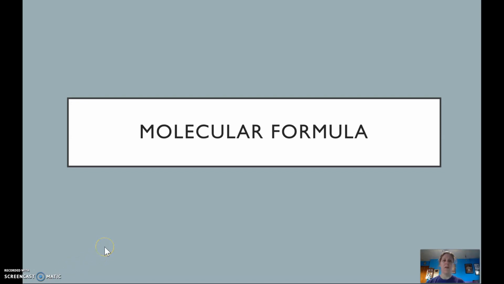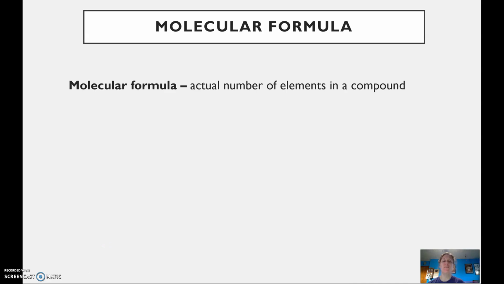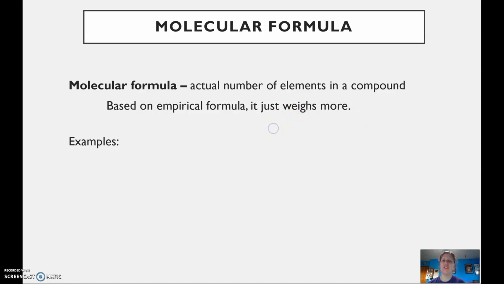Okay, today's lesson is called Molecular Formula. It's going to be really fast because it's only like one extra step from yesterday's. Definition of molecular formula is the actual number of elements in a compound. It's based on empirical formula, it just weighs more. It's not a highly scientific definition.